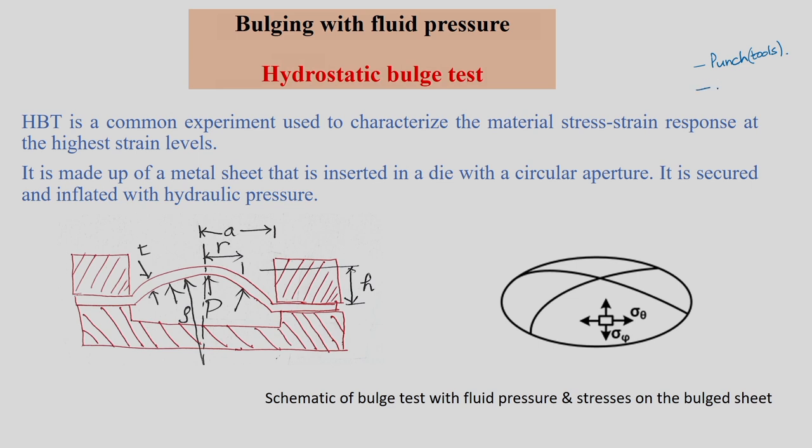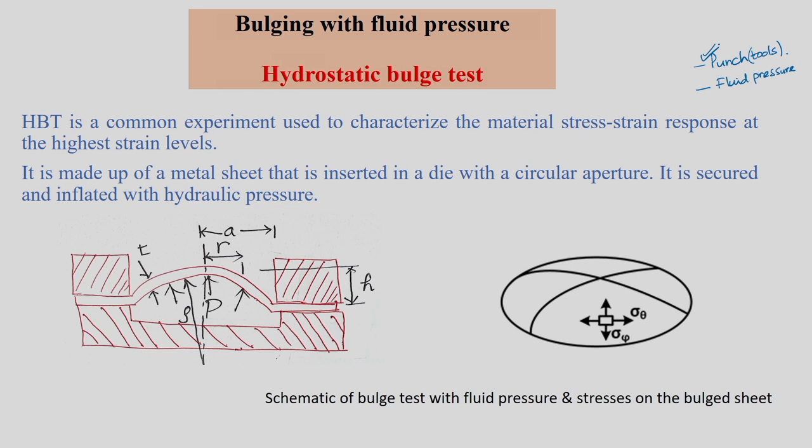Another way is basically with fluid pressure. That means there is no rigid punch. Instead, we are going to deform the sheet with the help of fluid pressure. So the tools could be slightly different. You can have an open die or a shaped die, and there will be a chamber through which you are pressurizing the fluid, and then that fluid is going to deform the sheet to take up the particular shape or a free shape. This is the main difference here.